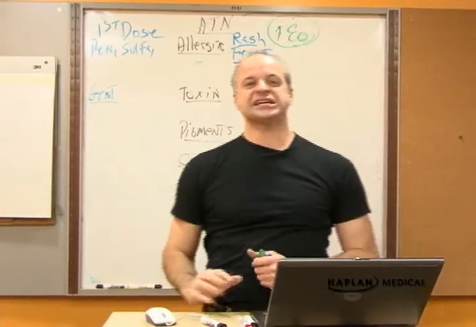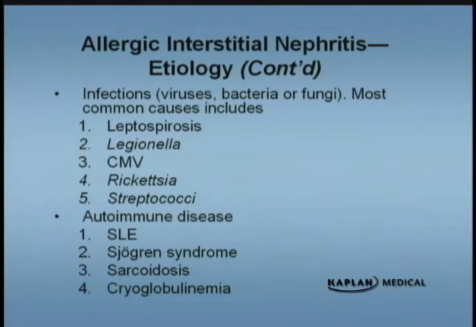Now, allergic interstitial nephritis rarely can also be from infections. So when you see here it says infections, viruses, bacteria, fungi, Legionella, Rickettsia, Streptococcus. I think we're back to the Dalai Lama and the hot dog man. Make me one with everything. That's saying that all infections could do it. Autoimmune diseases can do it as well. But the most common thing to cause allergic interstitial nephritis is drugs, medications.